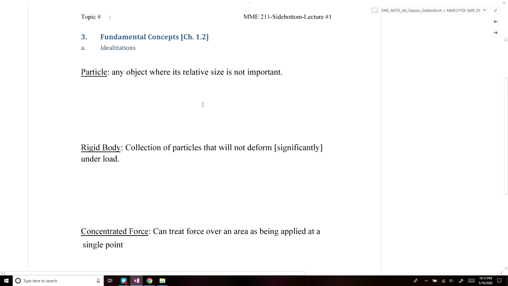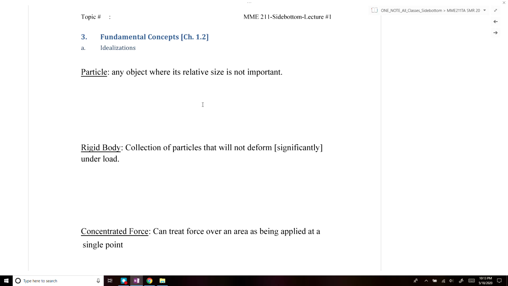In this video, we're going to cover the fundamental concepts that we will use throughout this course, which is static behavior of mechanical systems. So what we're going to do is simplify real mechanical systems. We're going to use some idealizations or simplifications.